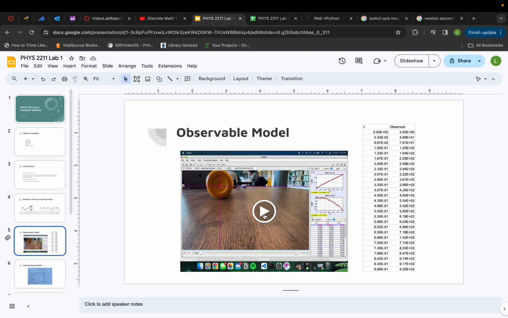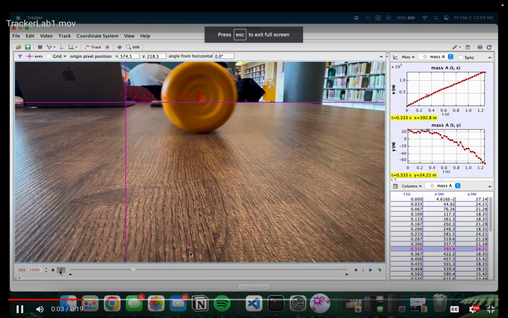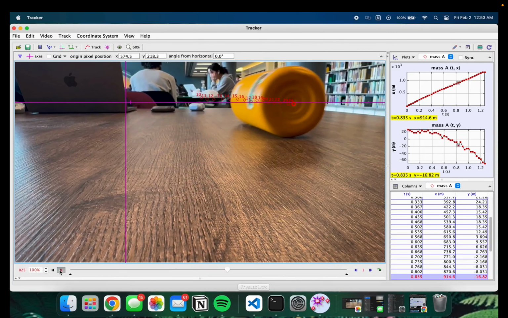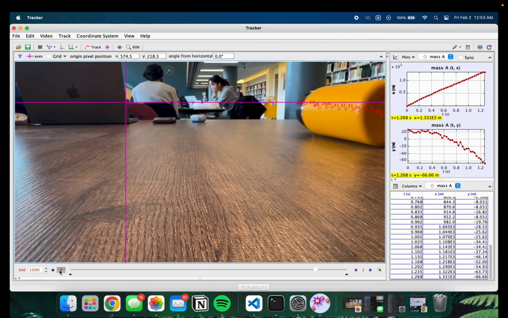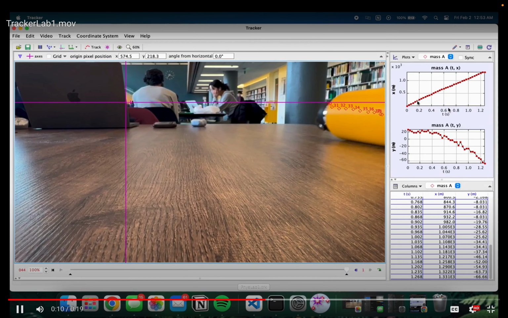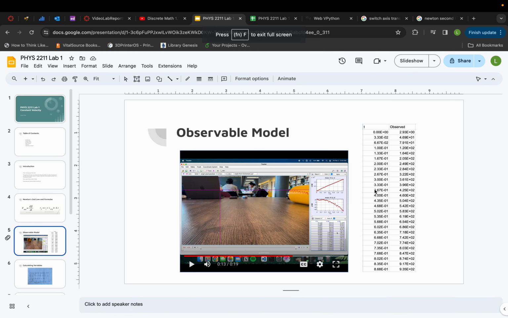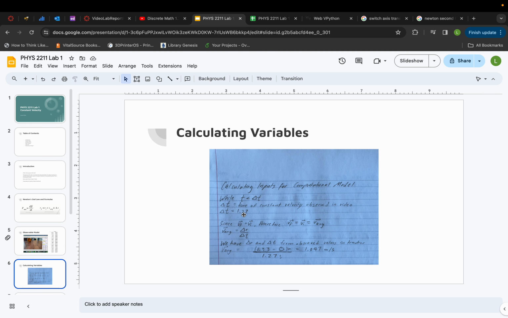So let's get to the main portion of this lab. As you can see right here, the object is in motion and travels to the right, and as this happens, a graph is generated showing the change in position as it relates to time, and it also generates some data points. And so taking these data points, I can then put Newton's laws into action.